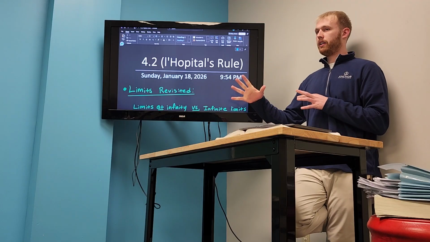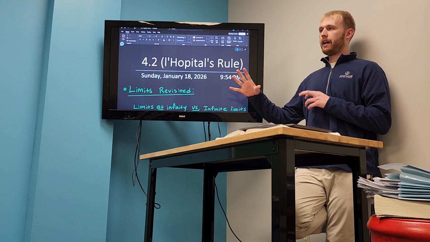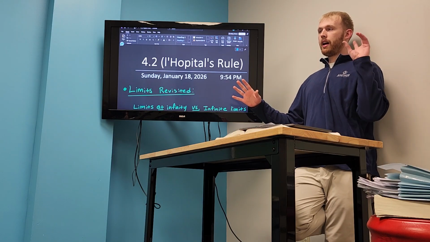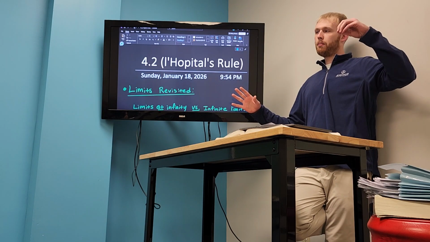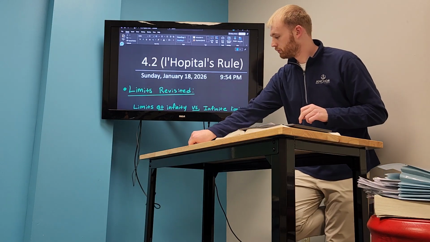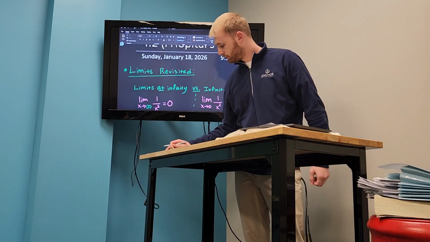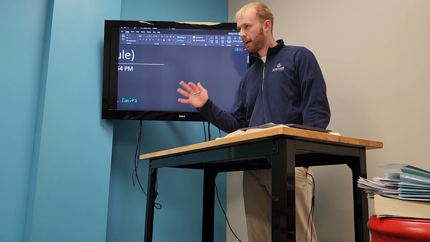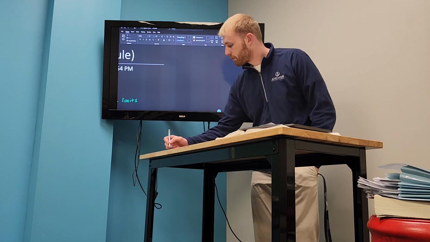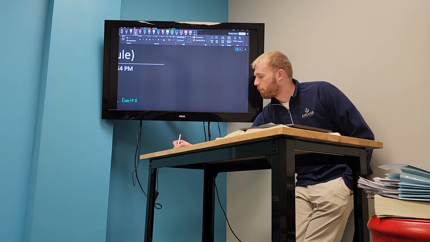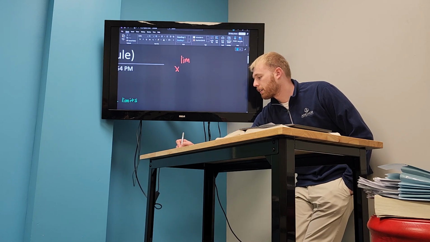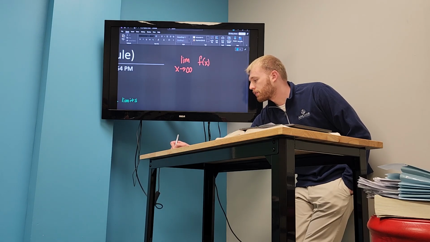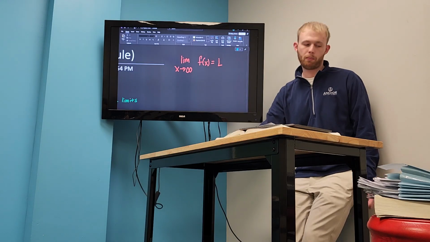A limit at infinity means that as x increases without bound towards infinity, the f of x function is going to approach some number L. I did not leave myself space to write that, but a limit at infinity is when, as x increases without bound, f of x is going to approach some number L.